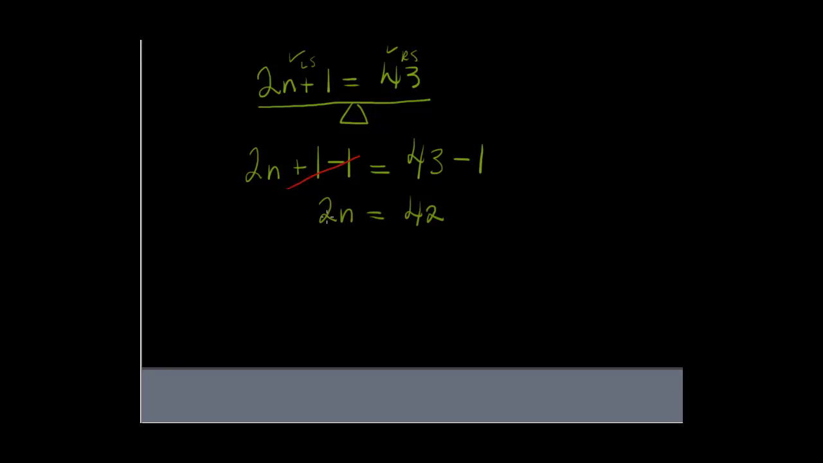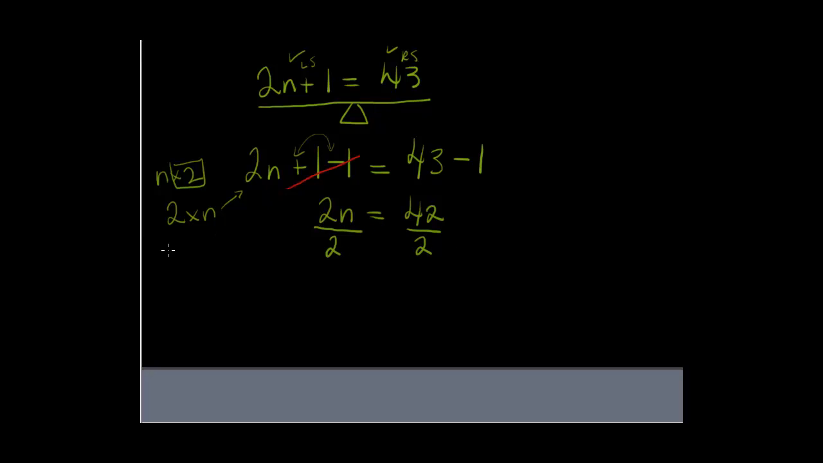Now what is this saying mathematically? This is the same as saying 2 times n, right? So I need to get rid of that 2. Or you can also think of this as n times 2, 2 groups of n. So I need to get rid of this times 2. Well, how did we get rid of the plus 1? We did the opposite operation, right? So to get rid of a times 2, I need to do the opposite operation, which would be divide by 2. So I can divide each side by 2, because what I do to one side, I have to do to the other.